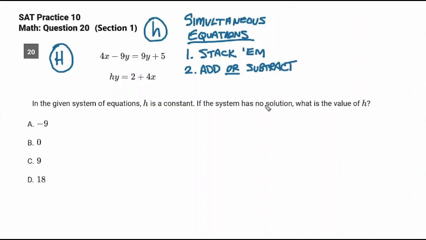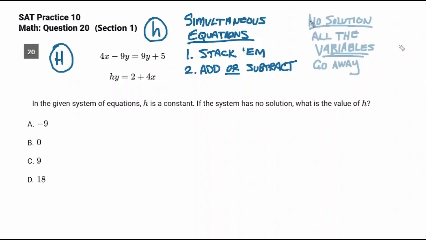This problem is also about no solution. What's that? No solution means all the variables go away. I have double underlined variables. H isn't a variable. H is a constant. Constant just means ETS knows what it is, and they're hiding it from you. X and Y are the variables.